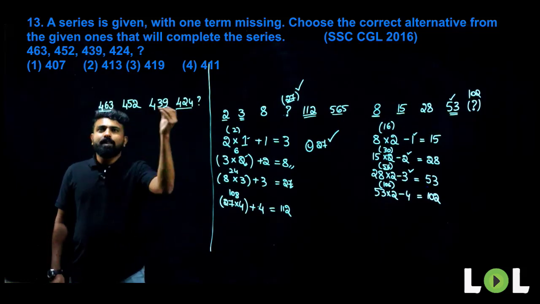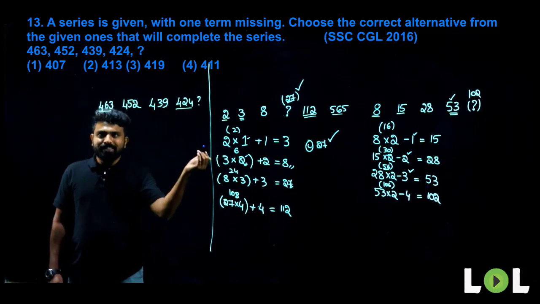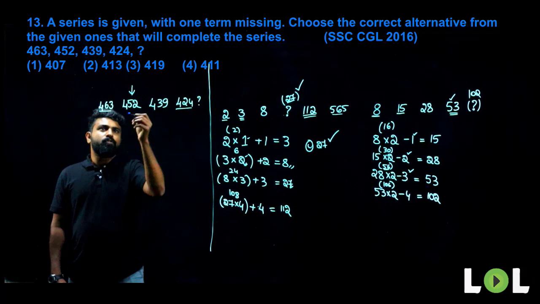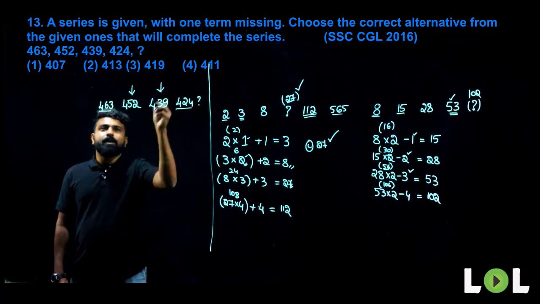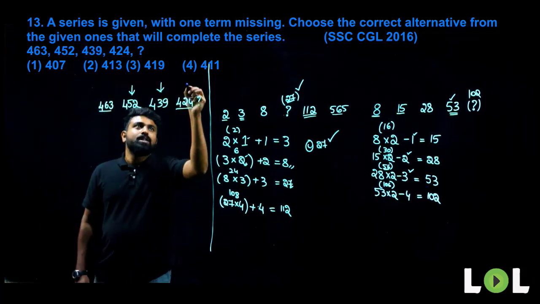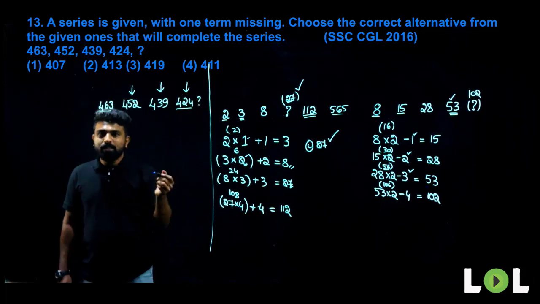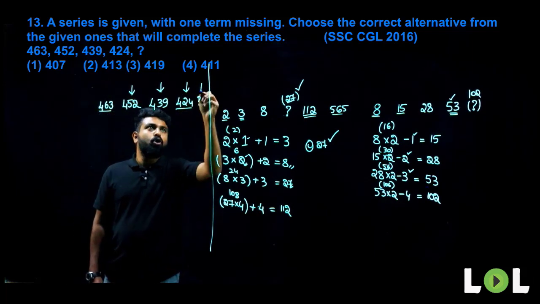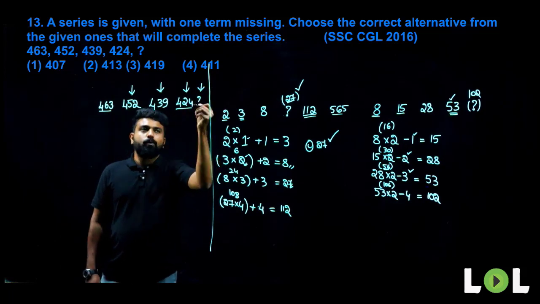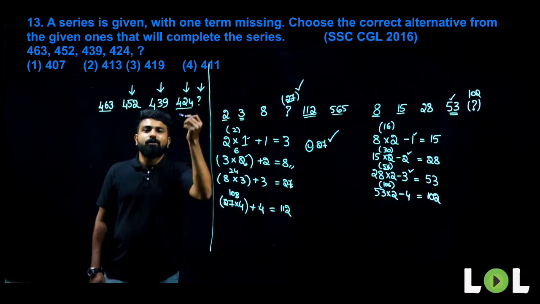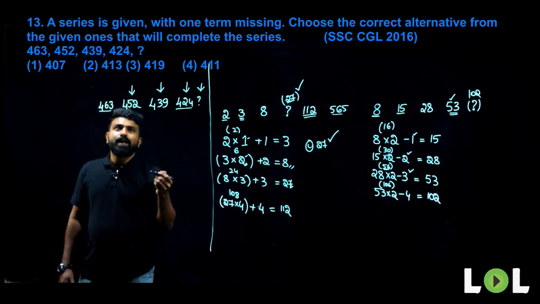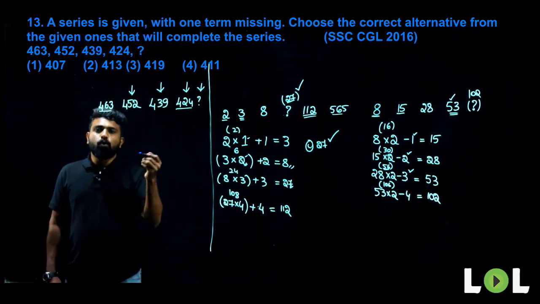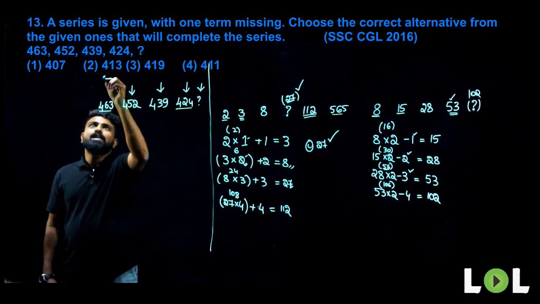Now compare the terms. Are they increasing or decreasing? 463 to 452, there is a decrement. 452 to 439, there is again a decrement. 439 to 424, there is again a decrement. Meaning the series is a decreasing series. So my final term should also be less than 424, meaning there should be a decrement after 424 as well. Now when I get to know that there is a decrement and the difference is small, what is involved in the series? It's always subtraction.